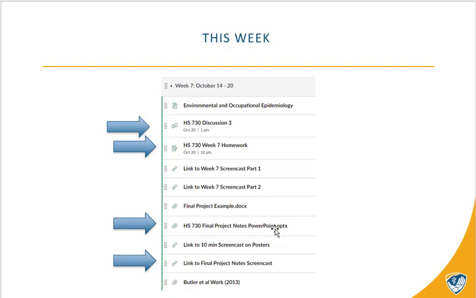And then there's also a link to more on posters. There have been some questions about posters, and I just want to get you thinking about how to create a good poster, what that looks like. And so we go into a little bit more depth there.